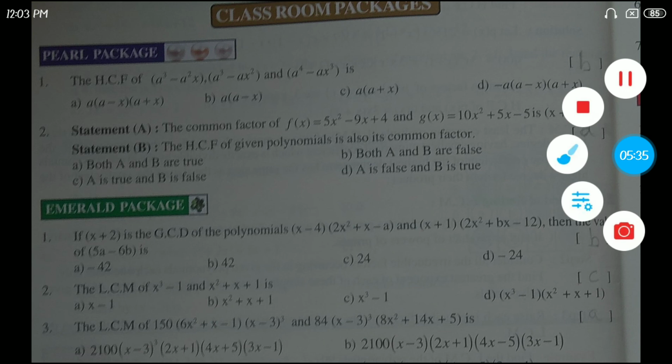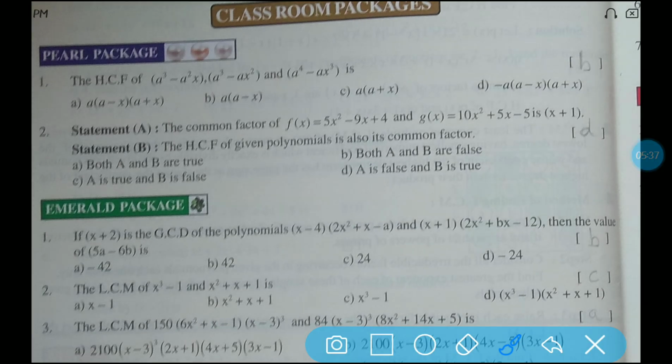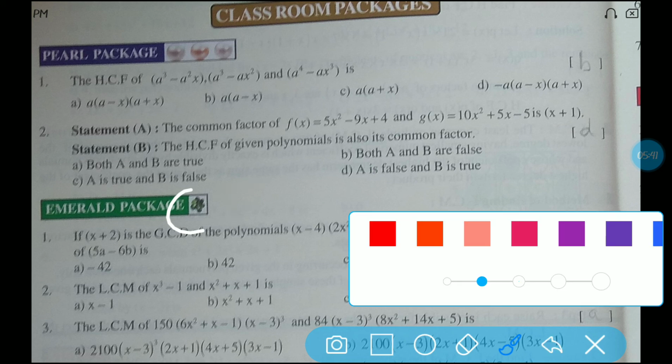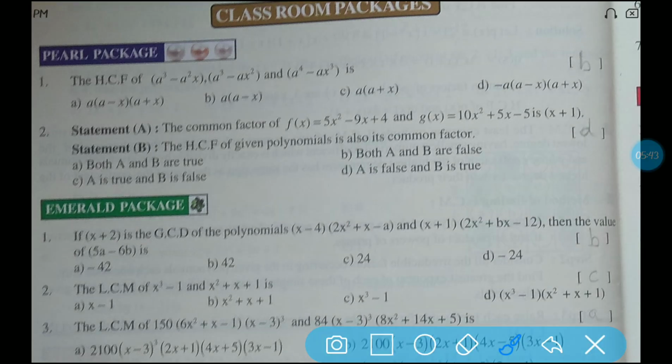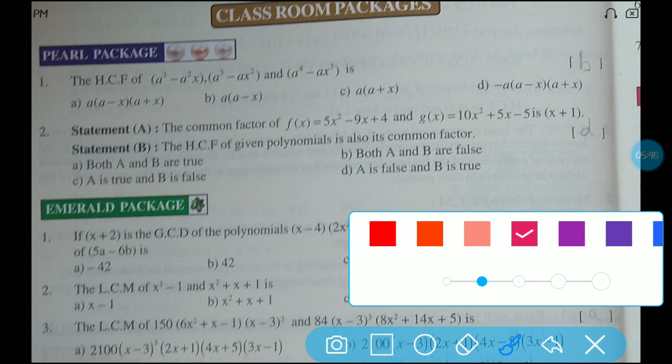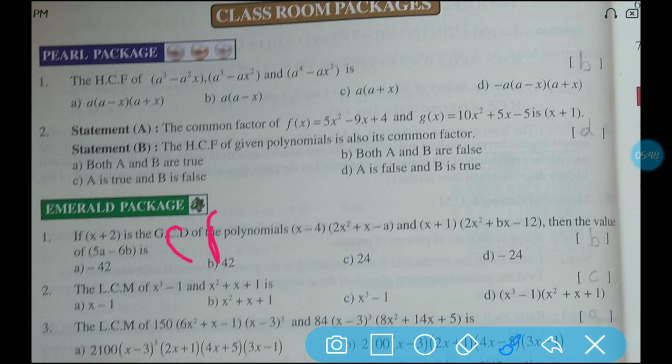Now we will see the second question, statement type 1. So the common factor for this f of x and g of x is given as x plus 1. We have to verify this. Statement type means we have to verify.